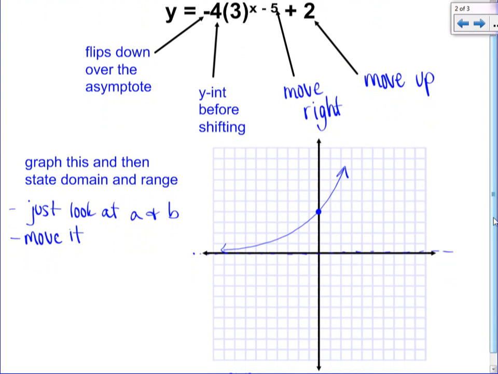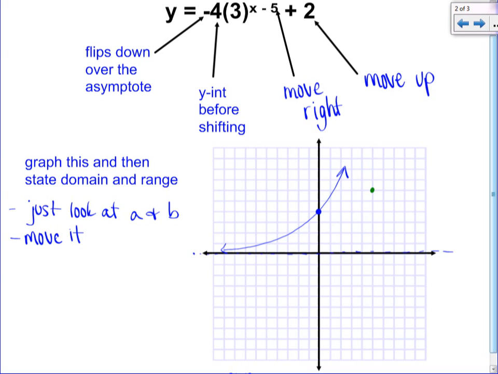So we're going to take this dot. I'm going to change my color so you can pick a different color with your iPad. And we're going to move this dot. This is what we're going to focus on. This dot is going to move right 5 and up 2. So we'll go 1, 2, 3, 4, 5, up 2. Our new dot is here.